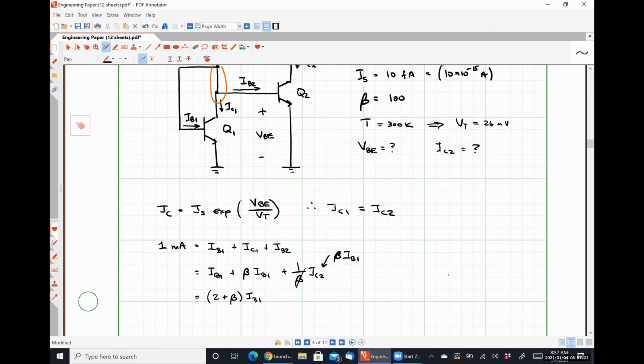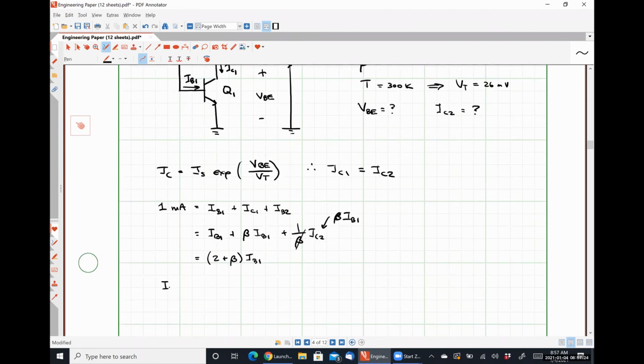So I can solve this then and find that IB1, which is the same as IB2, is simply 1 milliamp divided by 2 plus beta, which gives me 9.804 microamps. Nothing wild or crazy there. And from this, IC1, which is the same thing as IC2, is simply beta times IB1, which is 0.980 milliamps.